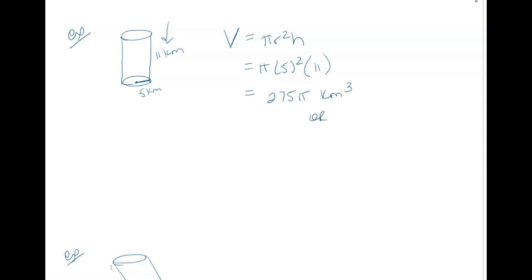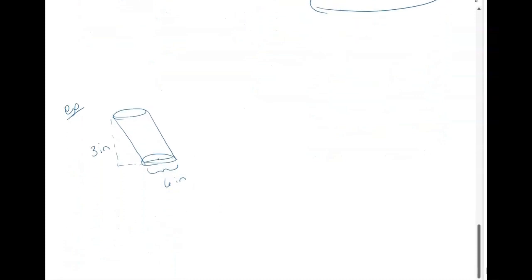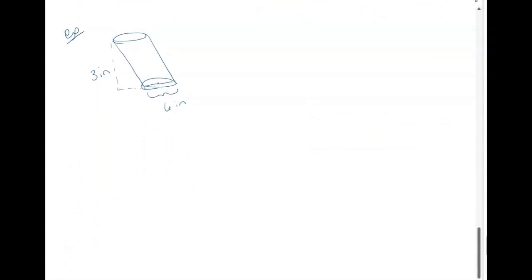Or if you want to convert it to a decimal, it could be 863.5 kilometers cubed. Either one, I like it in terms of pi, but it makes it challenging to check to see if your answer is correct. So feel free to plug that in if you need to, but also leaving it in terms of pi would be good.